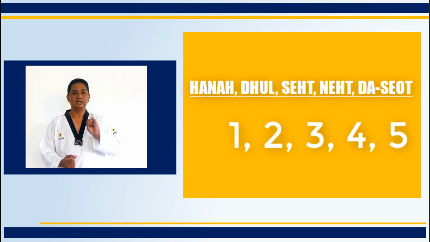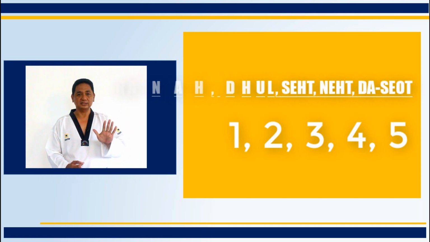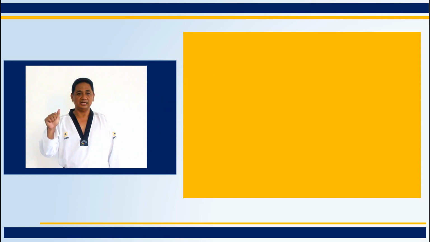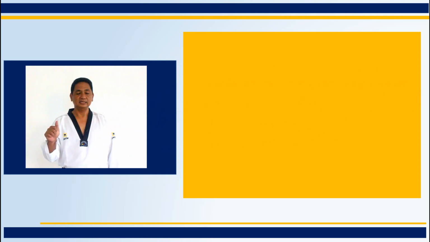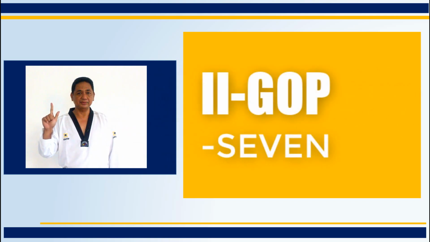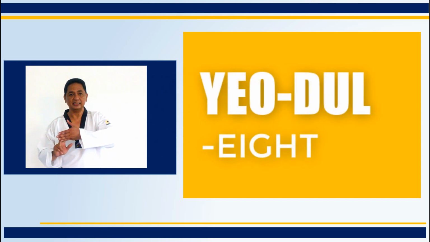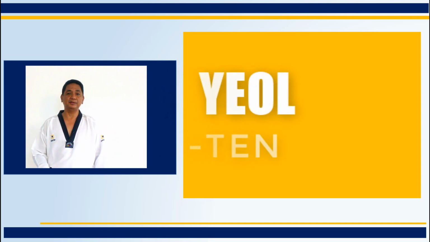Hana, dul, set, net, dasut. Okay, then we go to number six, yasut. Okay, hana, dul, set, net, dasut, yasut, ilgup. Number seven, yudul is number eight. Ahop is number nine. Yul is number 10.